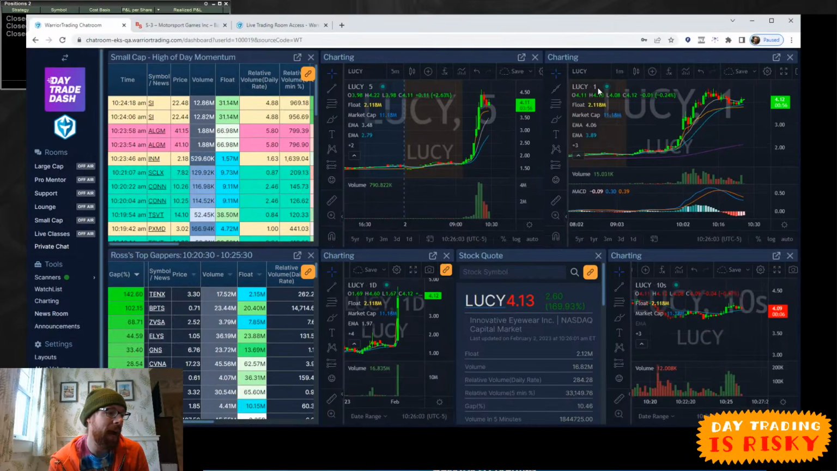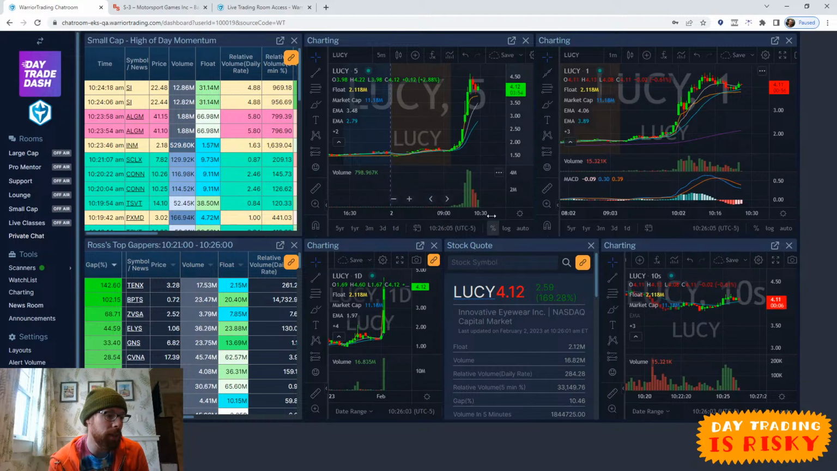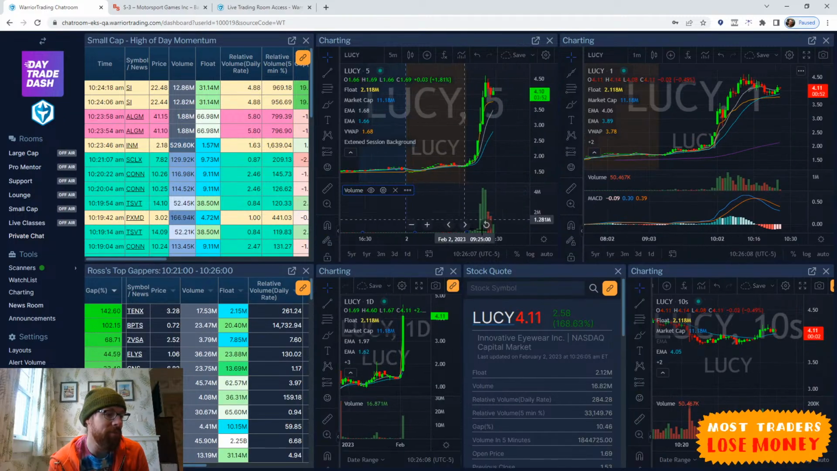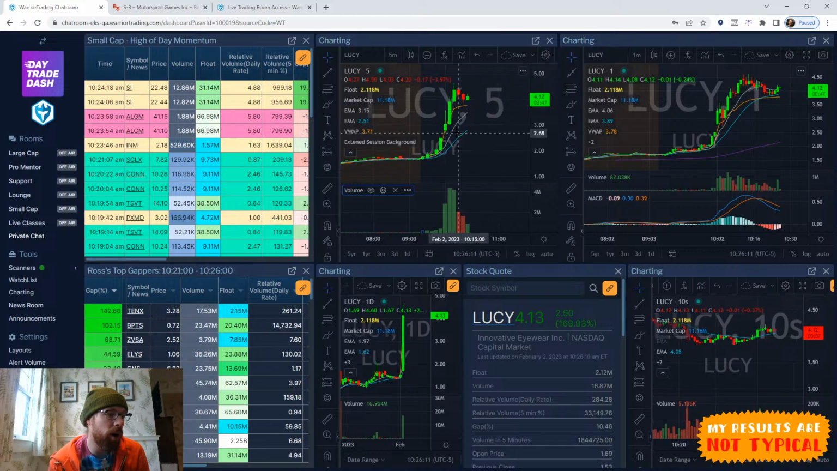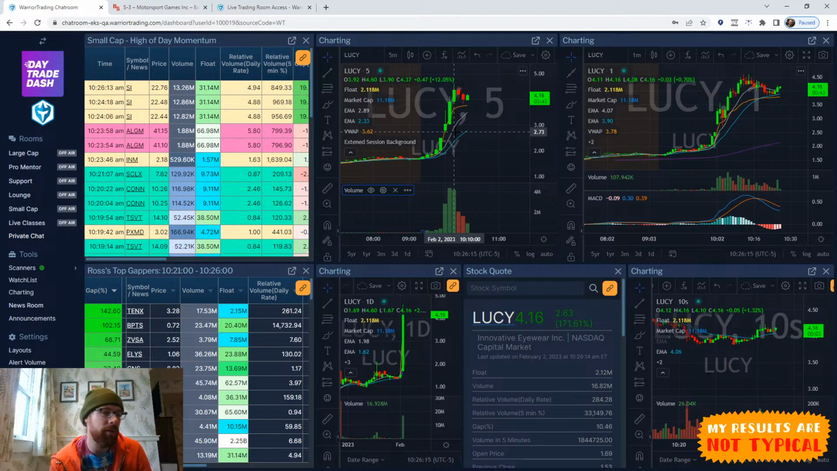So, you know, right now you've got Lucy doing this. This is what we would call a 5-minute setup. So you have this squeeze here from 2 all the way up to a high of 460. It's at 169% right now. You've got 2 red candles.